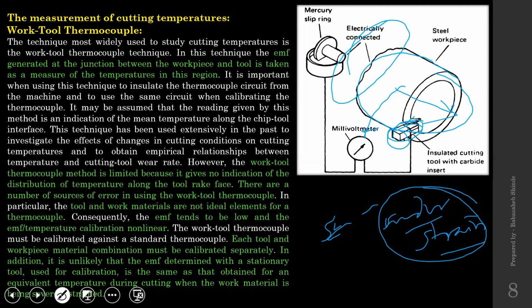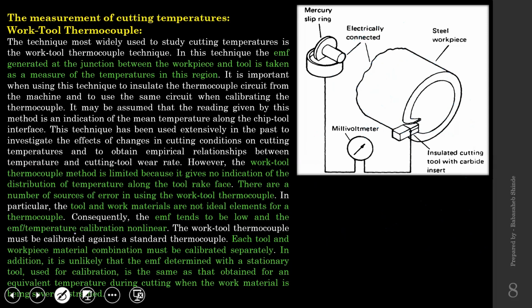And when material is under strain, the rate of voltage generation is going to be different compared to when the strain is not there. If the strain is not there, the voltage development rate is going to be different, and under strain condition, this rate is going to be different. Because of that, there are going to be chances of errors in the temperature measurement. Okay, so these are the limitations associated with the work thermocouple.